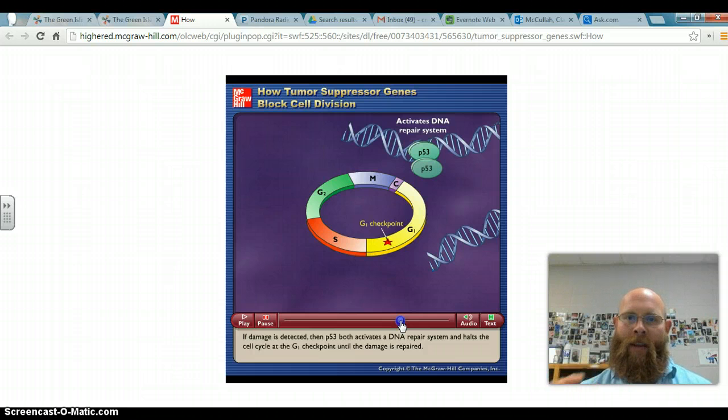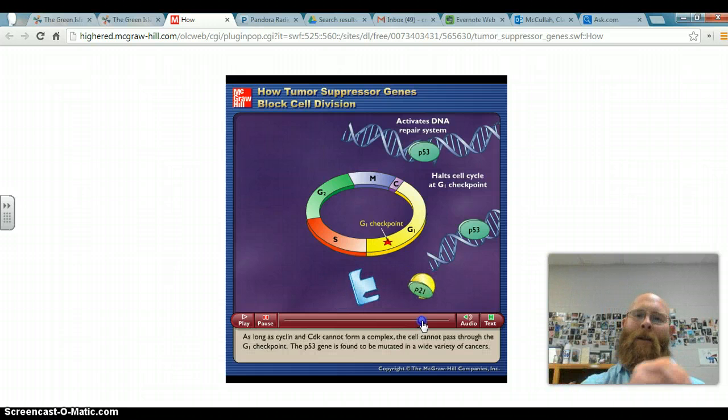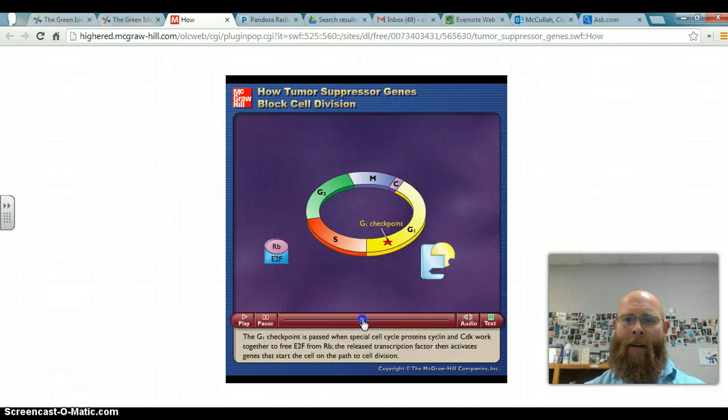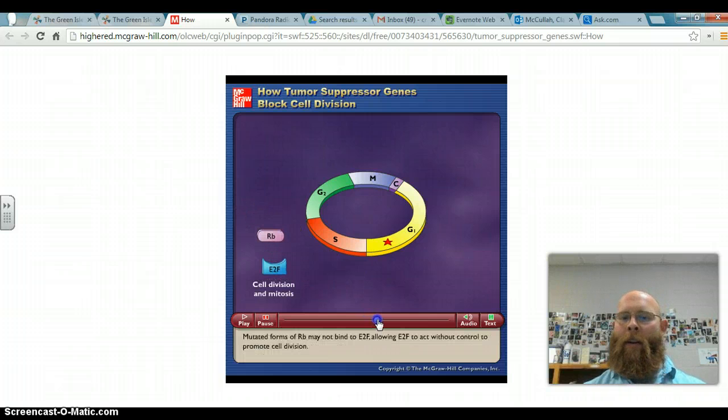So in order to keep them from combining, and in turn keep E2F locked up and prevent it from flipping the switch to move on before it's ready, P21 is created, gets in the way, and prevents them from binding. As long as they can't bind together, E2F stays locked up and the cycle stays halted. Once the repairs are made, P21 will fall off, allowing CDK and cyclin to combine, and in turn releasing E2F and causing the cell cycle to progress on into the next stage.